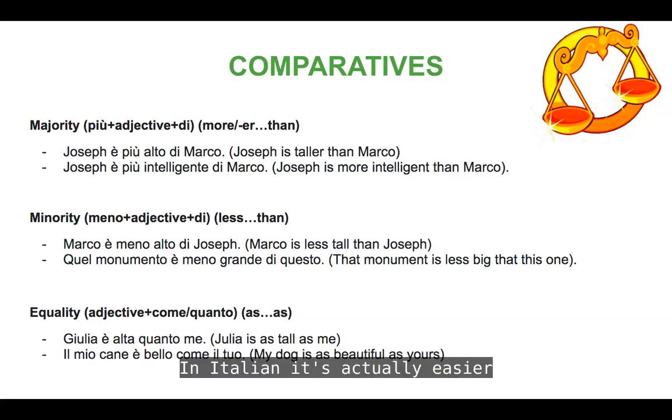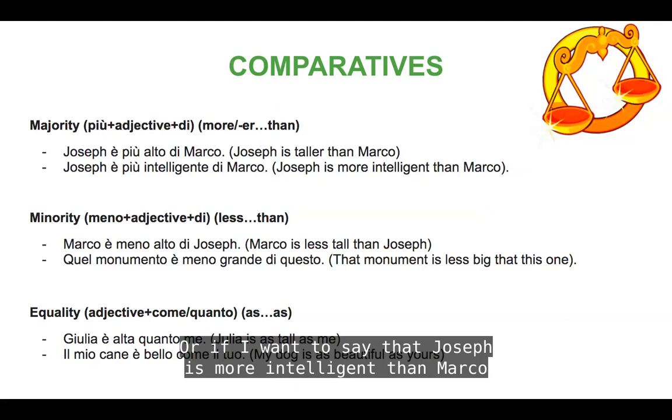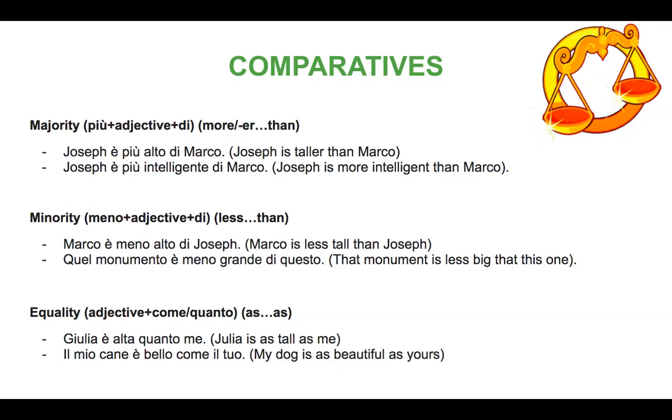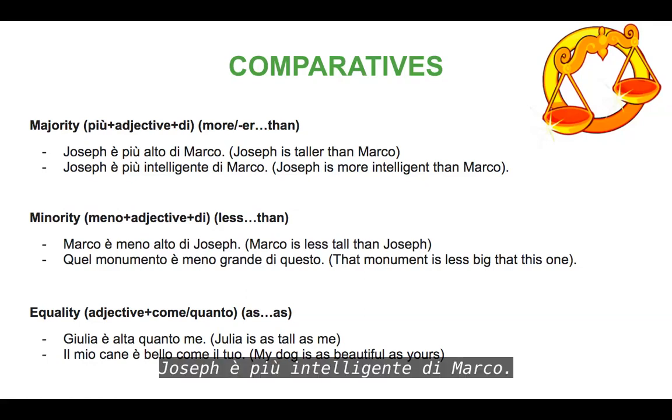In Italian, it's actually easier. You just need to put più before the adjective to express majority. So to say that Joseph is taller than Marco, we would say Joseph è più alto di Marco. Or if I want to say that Joseph is more intelligent than Marco, I still need to use the same structure. Joseph è più intelligente di Marco.